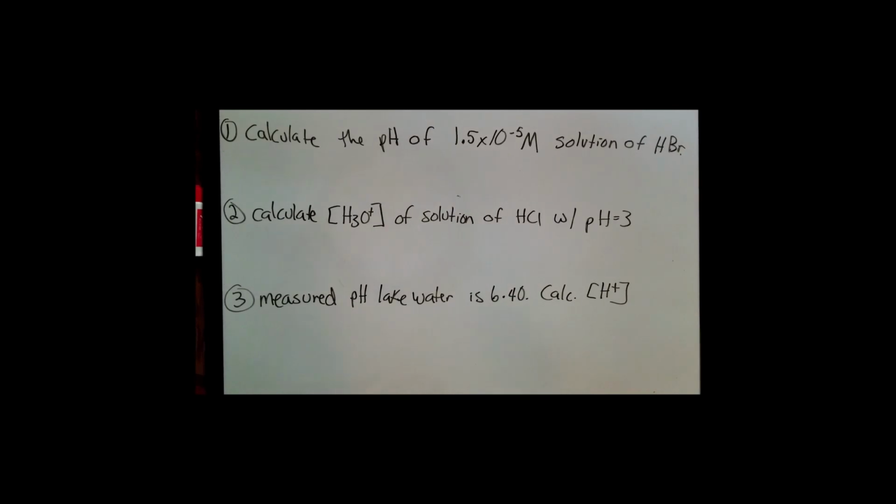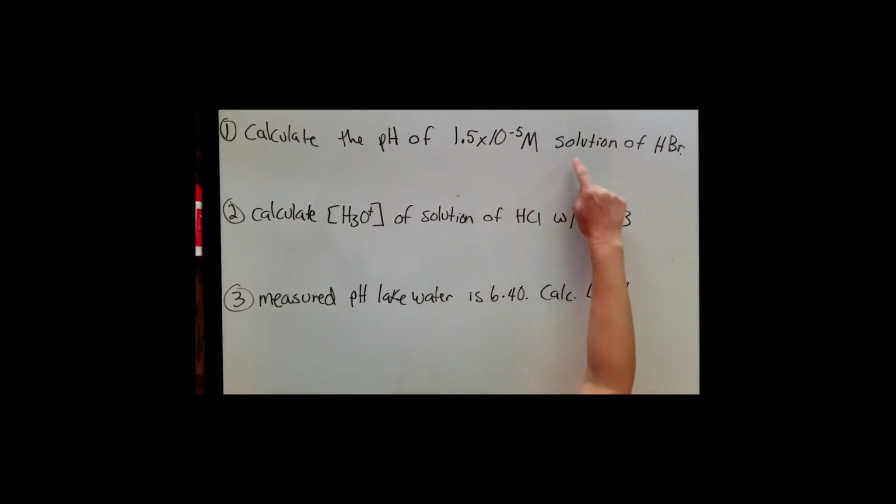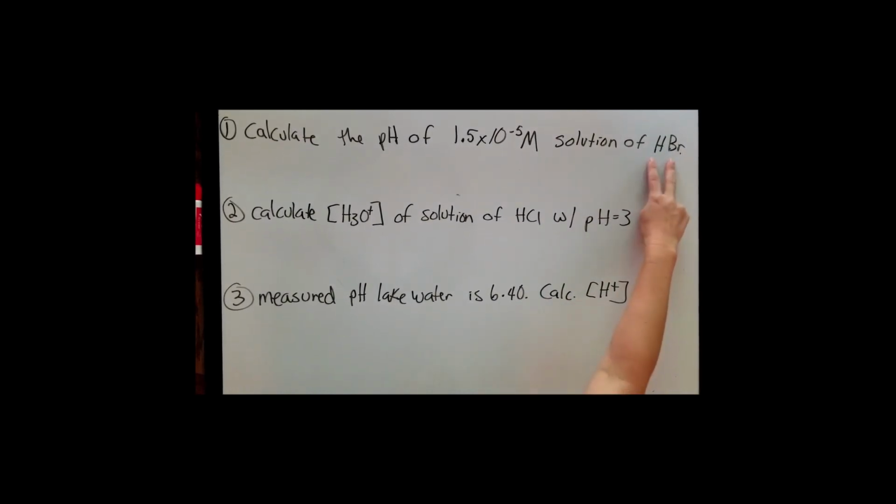So today we're going to look at some pH calculations, going between pH and concentration. This is chapter 8 problems. The first one asks us to calculate the pH of a 1.5 times 10 to the negative fifth molar solution of HBr. That's a molarity, it has the units of a capital M. With what I've learned about acids and bases in this chapter, I'm going to assume HBr is an acid.